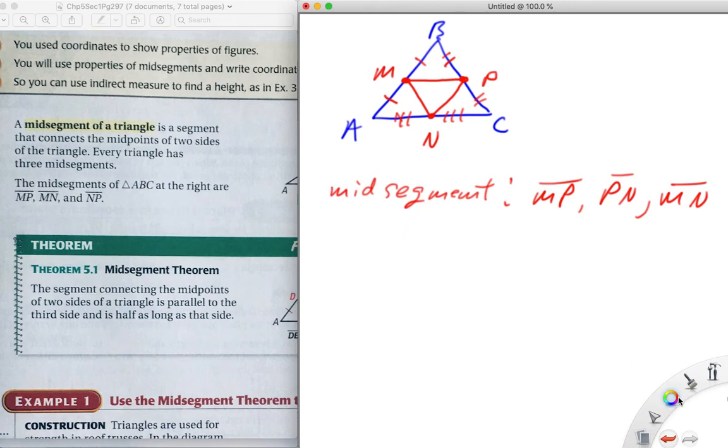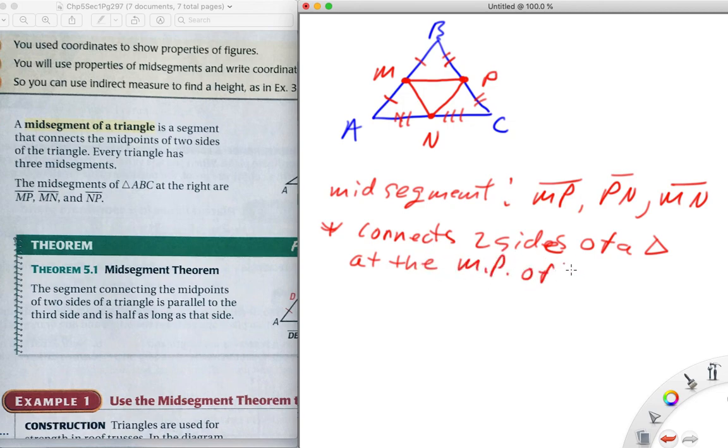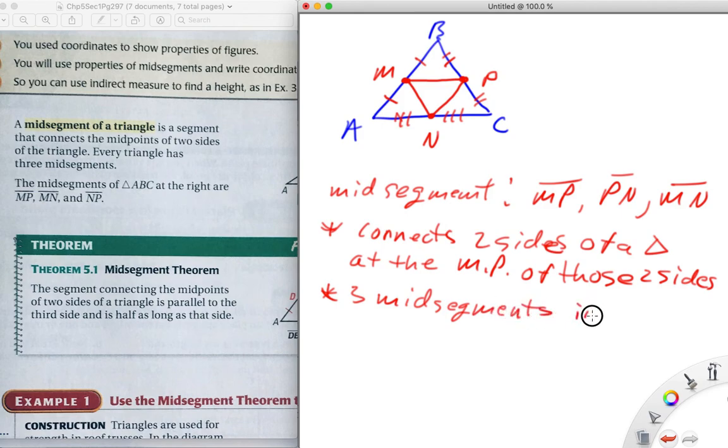Which leads us to the midsegment theorem. Actually, let me finish this off. A midsegment connects two sides of a triangle at the midpoint of those two sides, and there are 3 midsegments in a triangle.